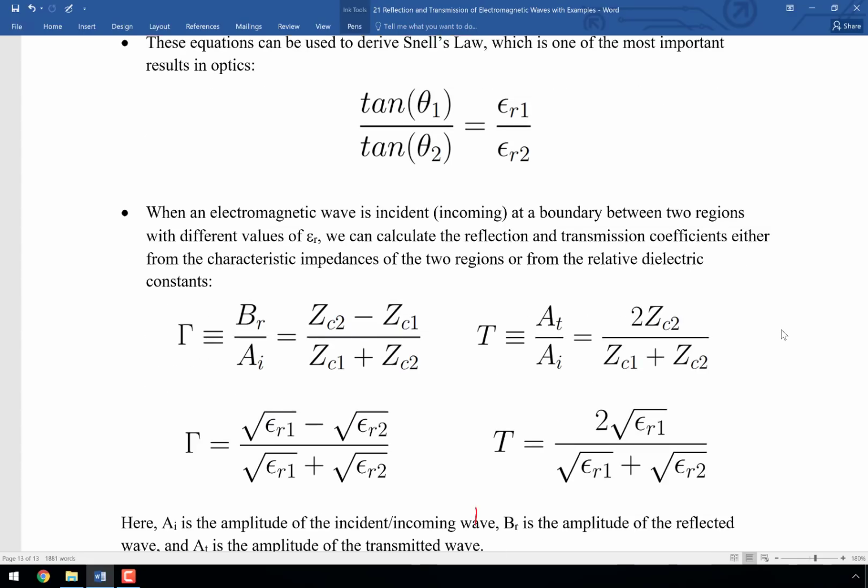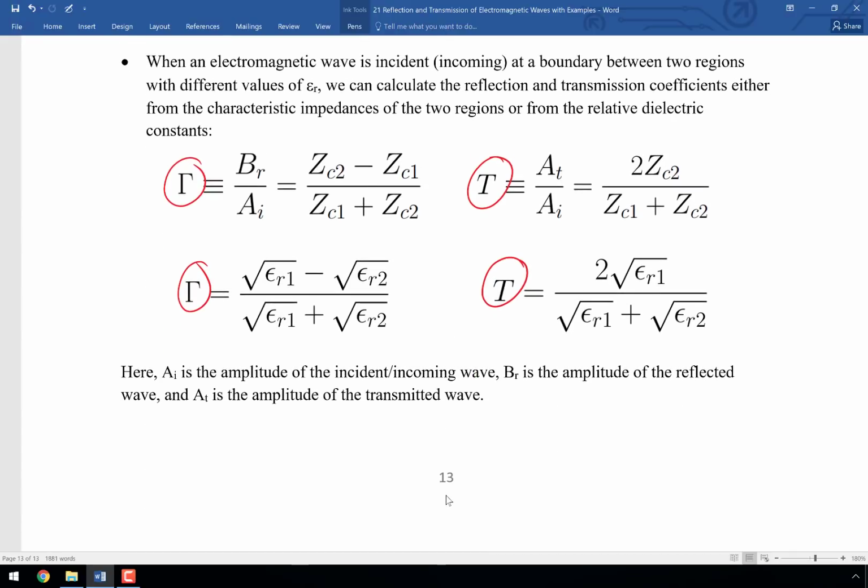And then when an electromagnetic wave is incident at a boundary between two regions that have different values of epsilon r, we can calculate the reflection coefficient in one of two ways. We can calculate the transmission coefficient in one of two ways. Most typically in this class, we'll know the values of epsilon r, but quite often in the real world, you would actually have two pieces of cable, and you would know the characteristic impedance of those cables, or two different materials, and you could easily calculate the characteristic impedances. In that case, a sub I is the amplitude of the incident wave, b sub r is the amplitude of the reflected wave, and a sub t is the amplitude of the transmitted wave.